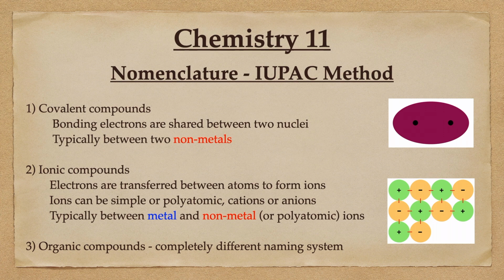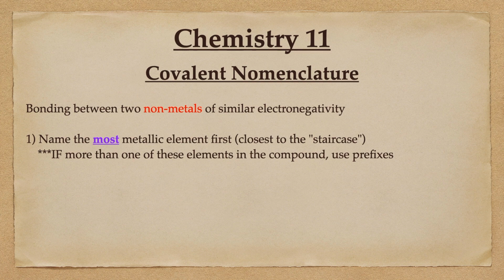First, covalent nomenclature. We can think of it as bonding between two nonmetals of similar electronegativity. In this case, we're going to name the most metallic element first, that is the element closest to the staircase, and we're not going to change the name at all. If there's more than one of these elements in the compound, we will need to use the Greek prefixes to say how many of those elements are present.